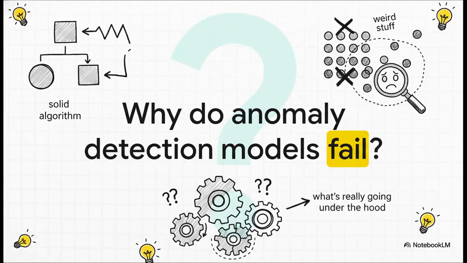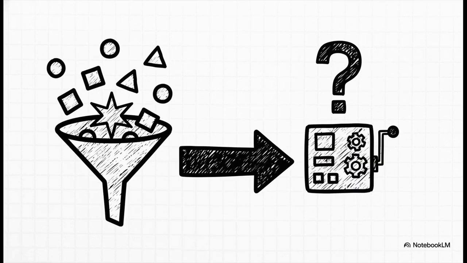So let's start with the big question. You've picked a great algorithm, you've fed it your data, but it's just not catching the weird stuff you needed to catch. It's a super common problem. So, what's really going on here? Well, here's the thing. A lot of the time, the algorithm itself isn't the problem. The real culprit? It's the features. It's the data you're actually giving the model.